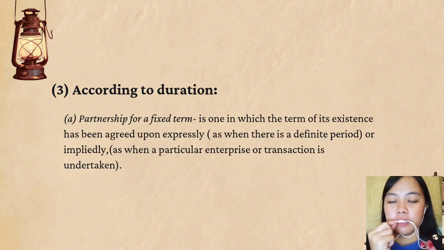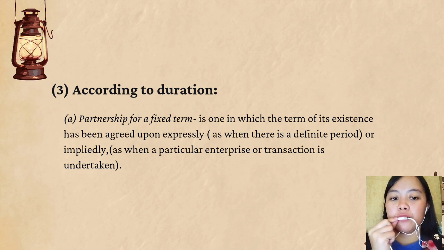The third classification of partnership is according to duration. A partnership for a fixed term is one in which the term of its existence has been agreed upon, expressly, as when there is a definite period, or impliedly, as when a particular enterprise or transaction is undertaken.